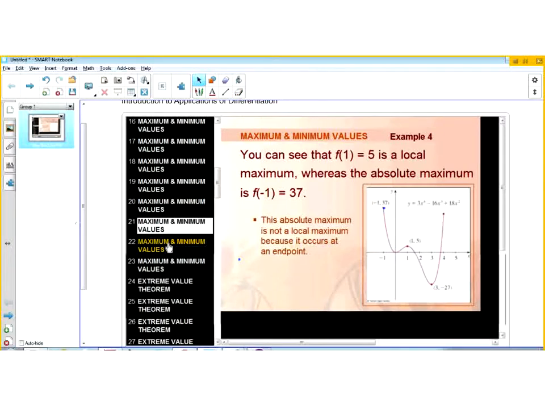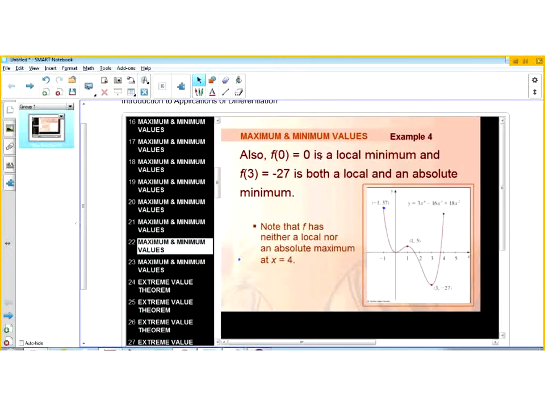Let's see what else we can do. Talking furthermore about this graph, the origin is a local minimum, because it's a point of transition from decreasing to increasing, and f of 3 right here is a local and an absolute minimum for the graph.